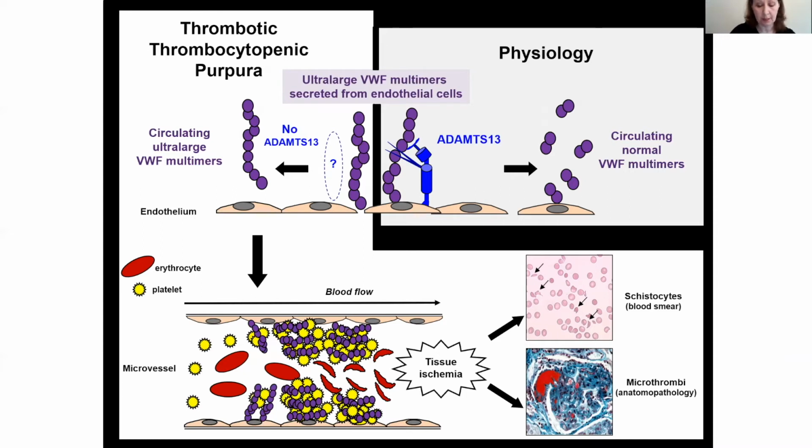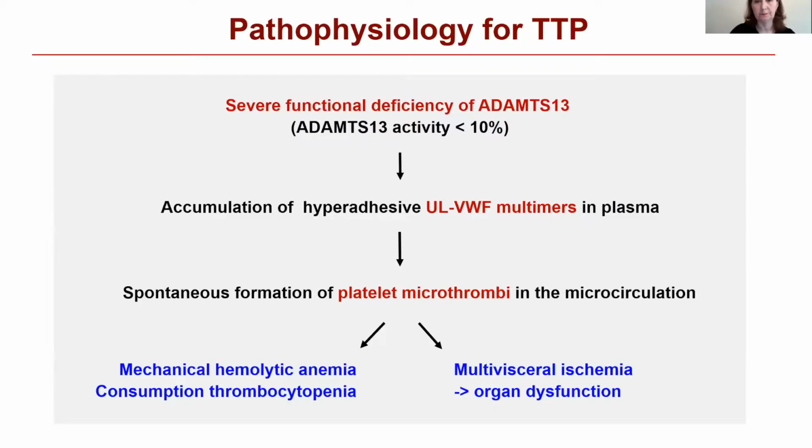These microthrombi of the microcirculation induce the mechanical hemolytic anemia because the red cells are broken in the flow, as witnessed by the schistocytes on the blood smear, the severe consumption thrombocytopenia, and of course, a systemic tissue ischemia. Finally, most of the pathophysiology of TTP may be explained by the following sequence that summarizes the cartoon I just showed in my previous slide.